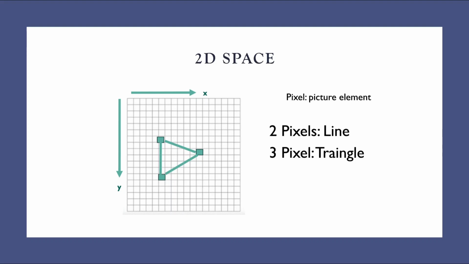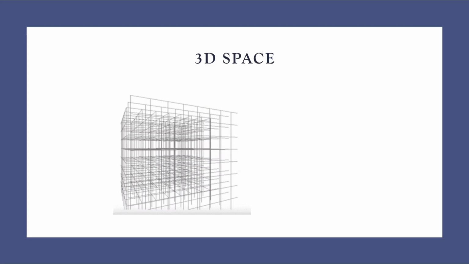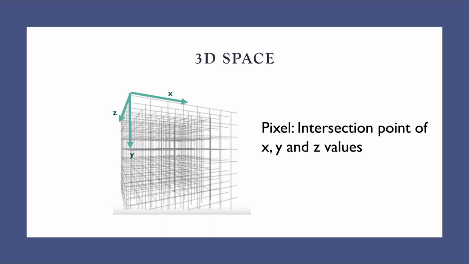So in 2D space, you will have x and y values. But in reality, we have a 3D space which contains a left to right traversal of values, which is called x, a top to bottom traversal of values, which is called y, and one more dimension has been added in 3D space, which is in and out, and that is represented as z. So in 3D space a pixel can be defined as an intersection point of x, y and z values.